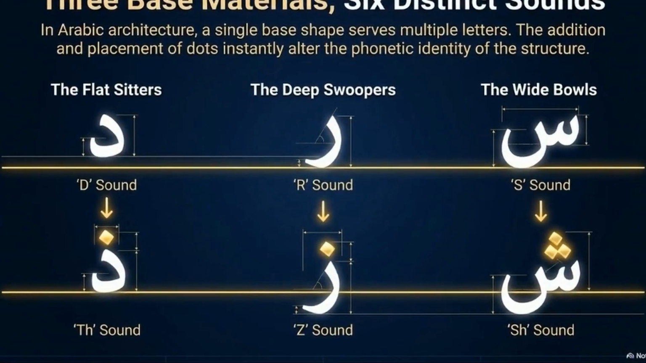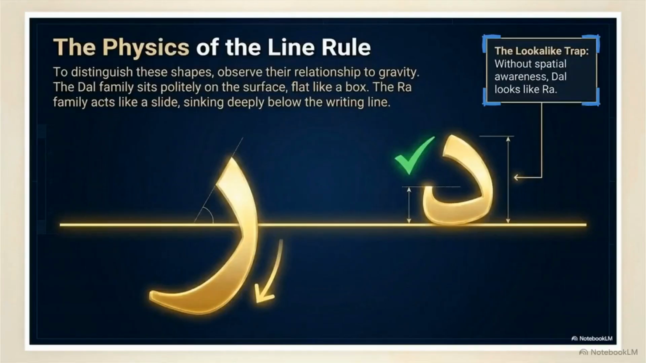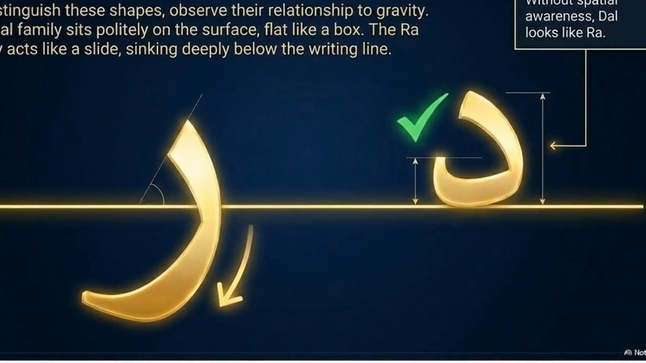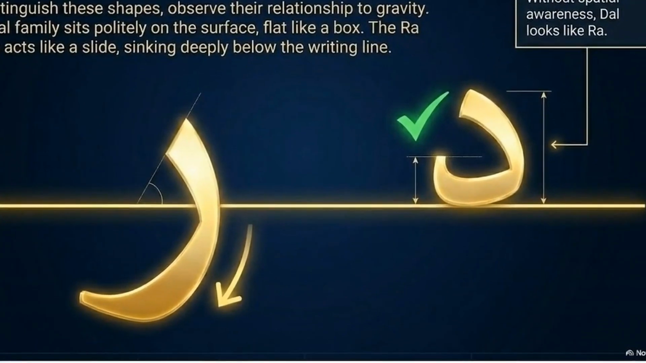A single base shape serves multiple letters. Adding a dot turns dal into dhal and ra into za. This diagram of the line roll solves the lookalike trap. Dal can look like ra, but their identity is tied to gravity.